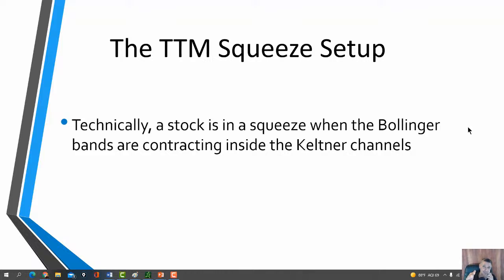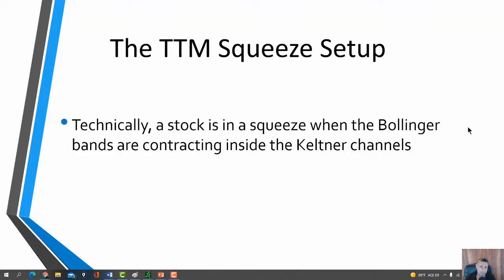The TTM squeeze was created by John Carter, who you guys know as Simpler Trading. I did not create the TTM squeeze. He's the mastermind behind it. It's really interesting because I traded the squeeze for many years and didn't even know that it was the actual squeeze. It's by John Carter with Simpler Trading, who I am affiliated with. If you check down below, you'll see the indicators that I offer for him. So let's go ahead and jump into this.